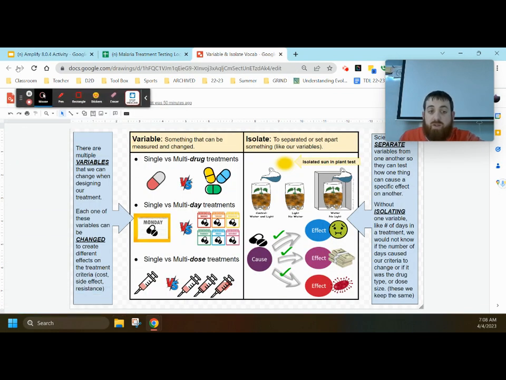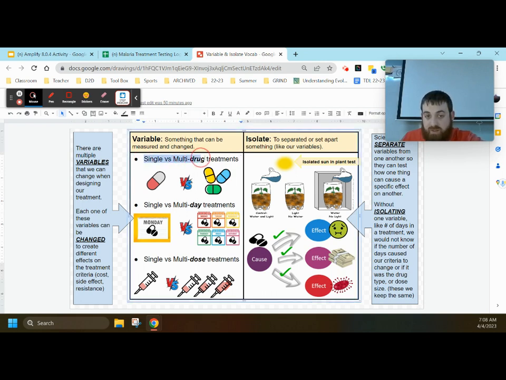isolating variables. We're going to isolate our variables, and our variables are going to be single and multi-drug treatments, which we did the other day in the lesson prior to this one. Today we're going to isolate multi-day versus single day treatments and single versus multi-dose treatments. In other words, we're going to focus on isolating these variables so we can see the cause and effect relationship.